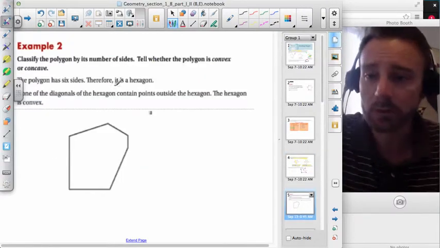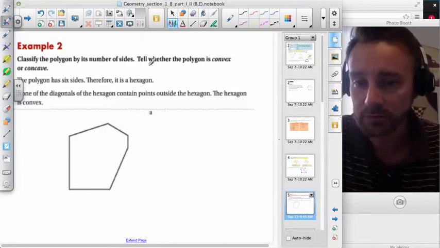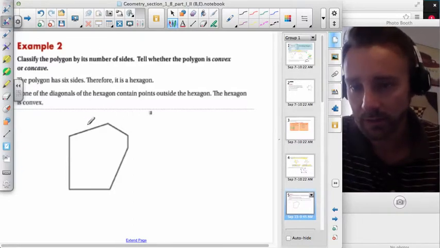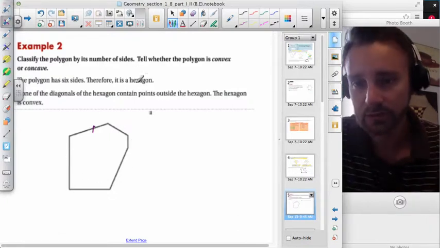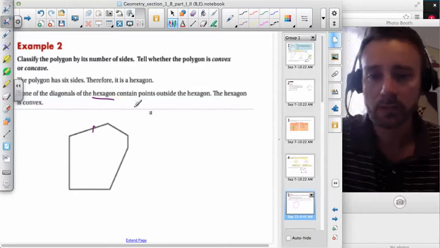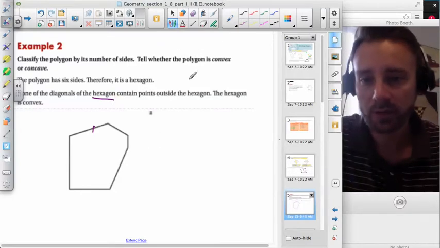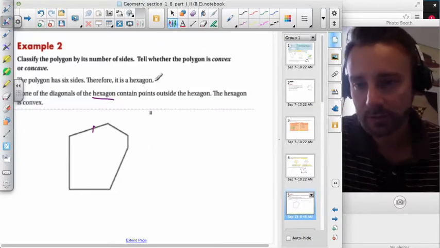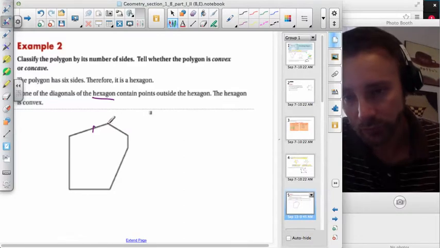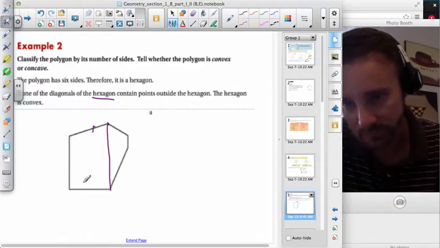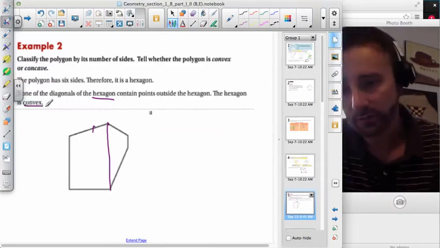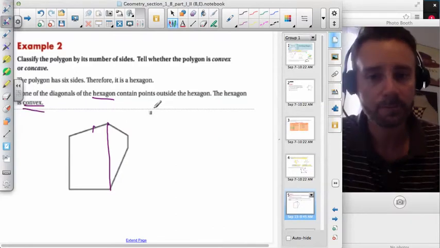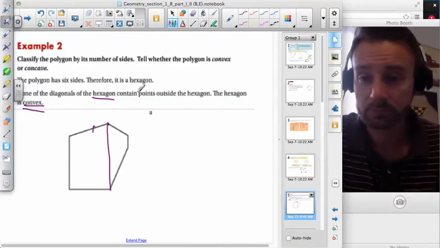An example: classify the polygon by its number of sides. So here I have 1, 2, 3, 4, 5, and 6. So it is a hexagon. And tell whether the polygon is convex or concave. So if we draw diagonals from the vertices, these are inside, this is going to be inside, inside. So they're all going to be inside, so it's convex. Okay? So it's a convex hexagon.